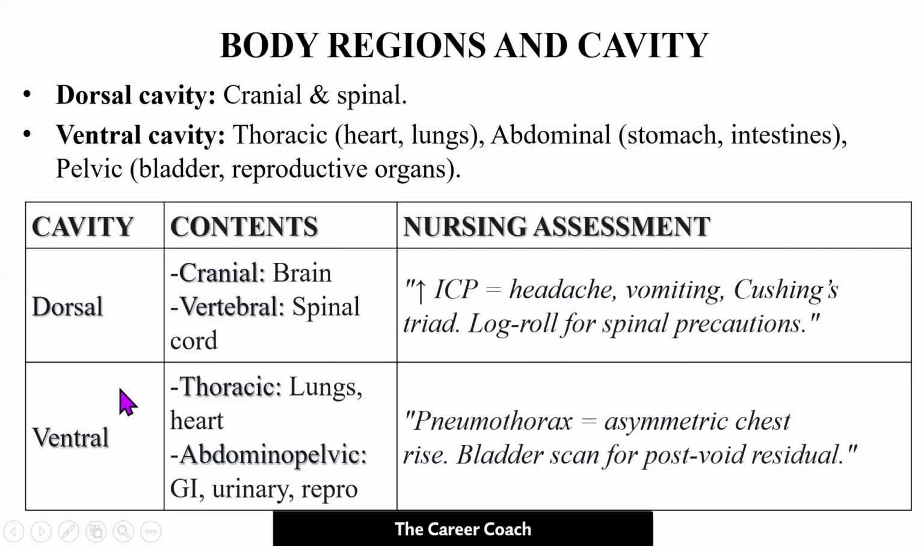Ventral cavity. The ventral cavity has to do with the thoracic cavity, which involves the lungs and the heart, and the abdominopelvic cavity, which involves the GI tract and the urinary and reproductive tract. Nursing assessment: with regards to the ventral cavity, the nurse needs to assess for pneumothorax. Pneumothorax is indicated by asymmetric chest rise. A bladder scan can be done for post-void residual.